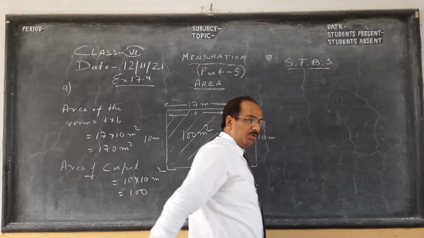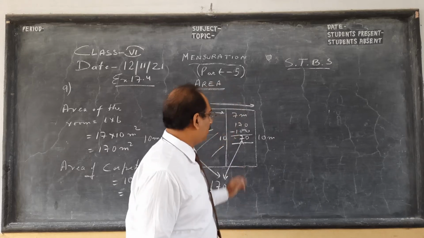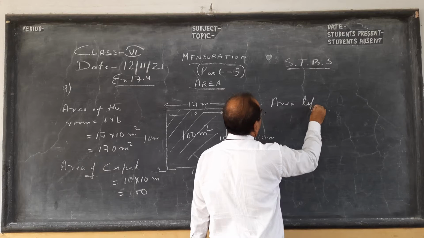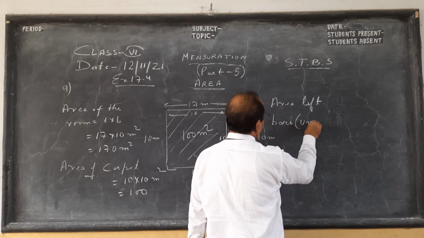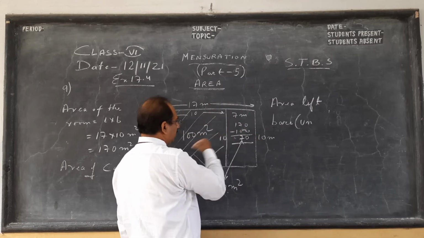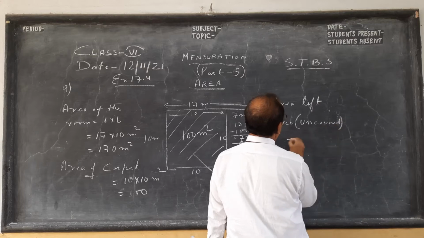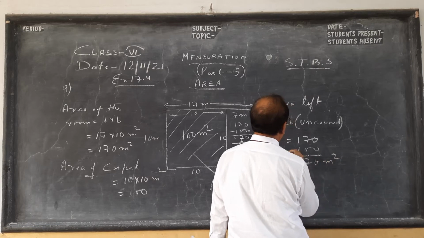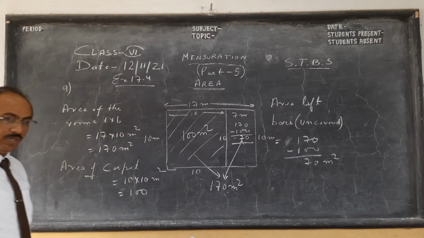So children, wherever possible, always draw a diagram. So the area left, in book language, bare or uncovered, not covered by my carpet, is 170 minus 100, 70 meters square. This is minus, this is equal to. Okay, so kindly pause the video and copy.